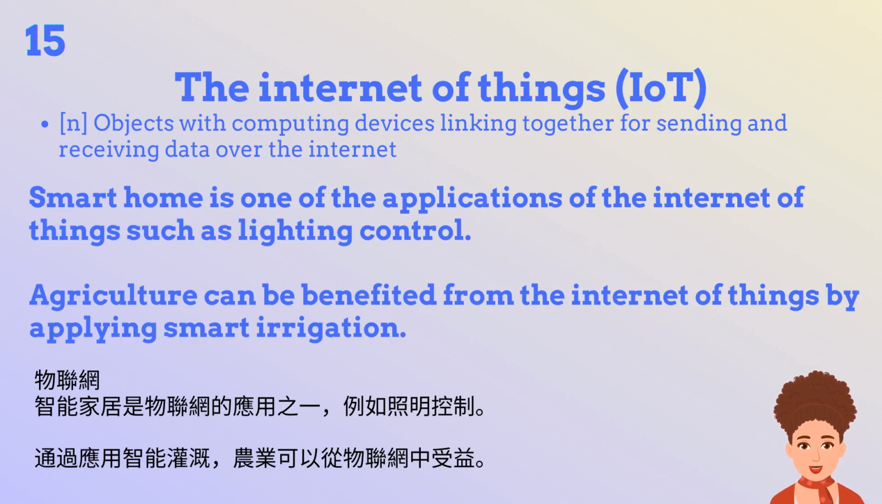The Internet of Things. Examples. Smart home is one of the applications of the Internet of Things, such as lighting control. Agriculture can be benefited from the Internet of Things by applying smart irrigation.